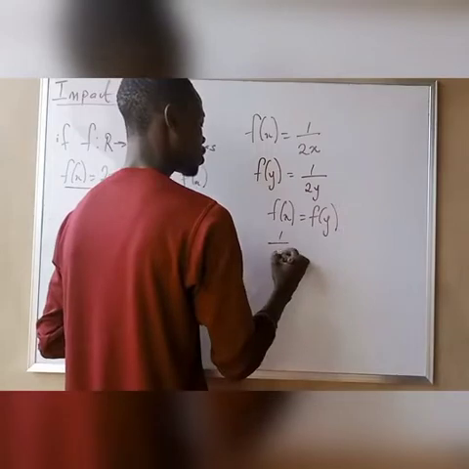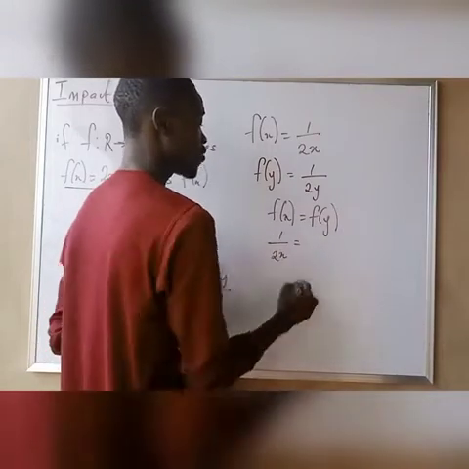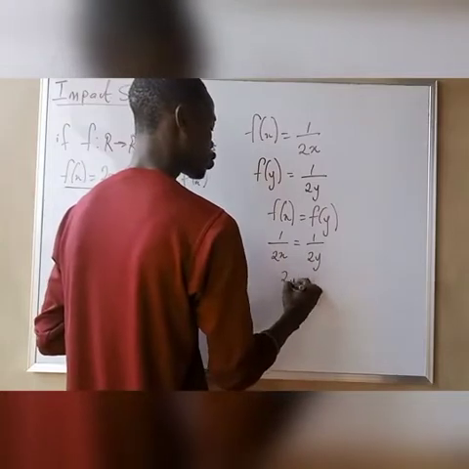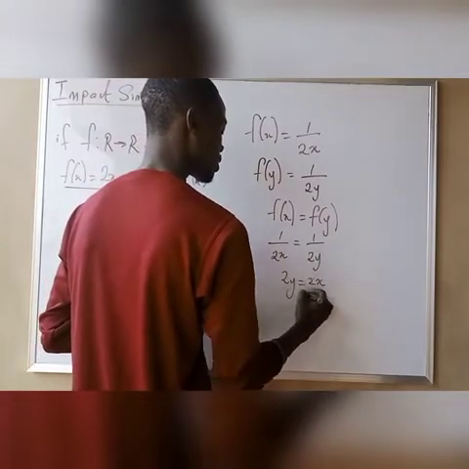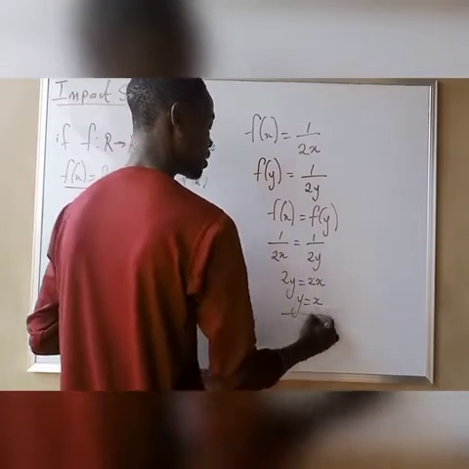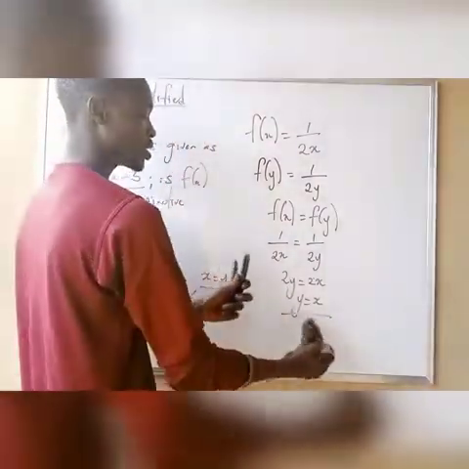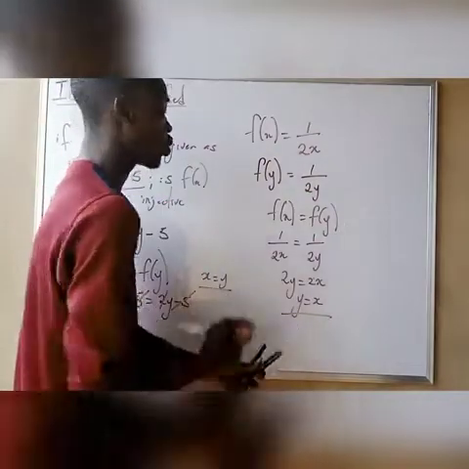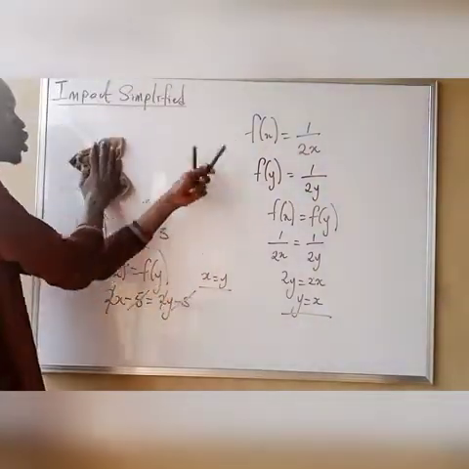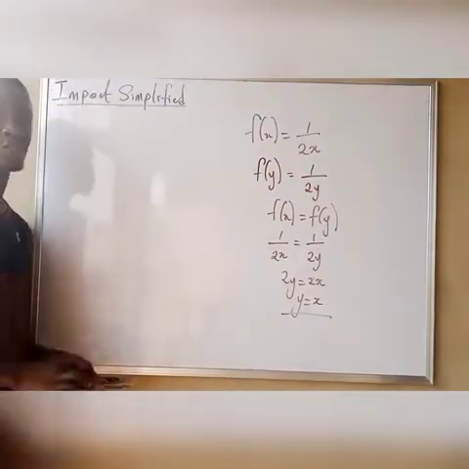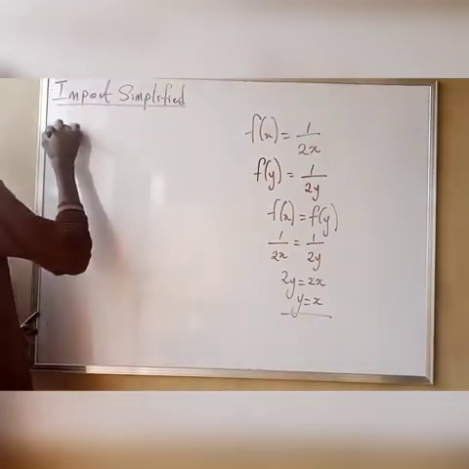And if you equate your f of x to f of y, we have 1 over 2x over 1 over 2y. And that will give us 2y is equals to what? 2x. And what do we have? Y is equals to x. And the same thing as what? X is equals to y. So since these two are equal, that means the function f of x is injective. Do we get that? It's simple. Now let's look at this again.